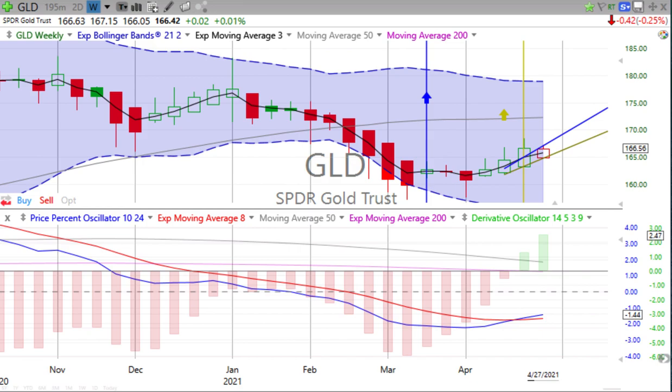Gold down 0.25% for the day. By the way, bonds were down 0.87. I think I mentioned that. But gold down just a little bit, 0.25%.